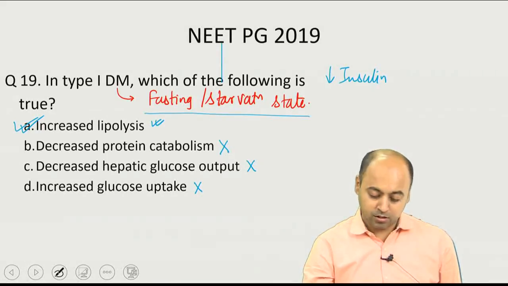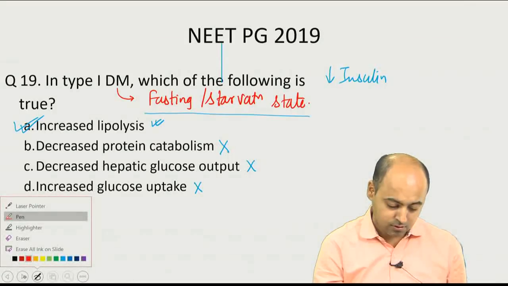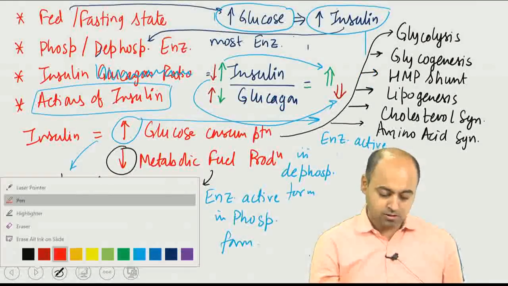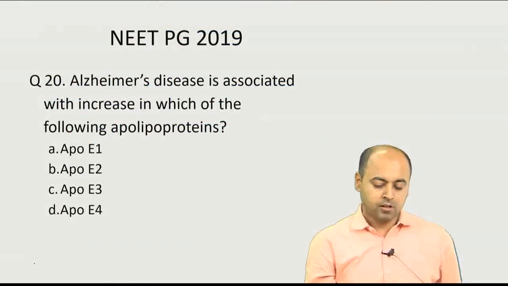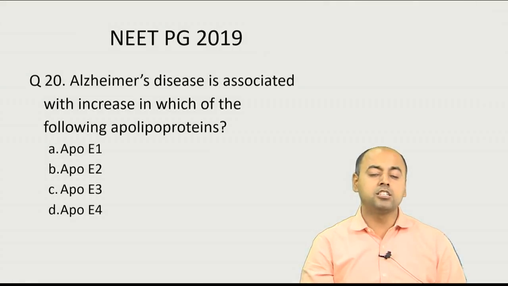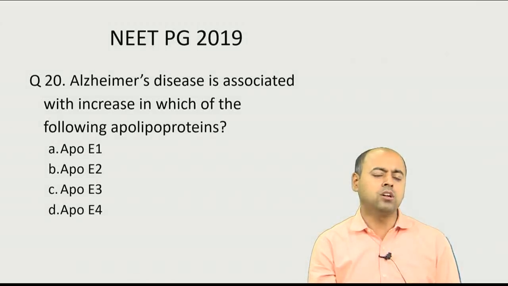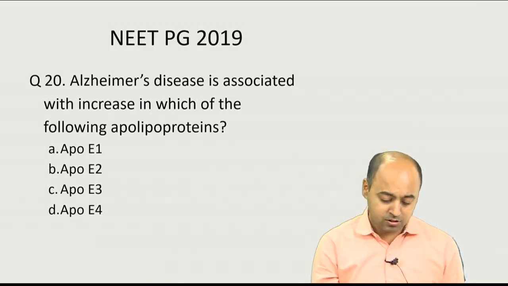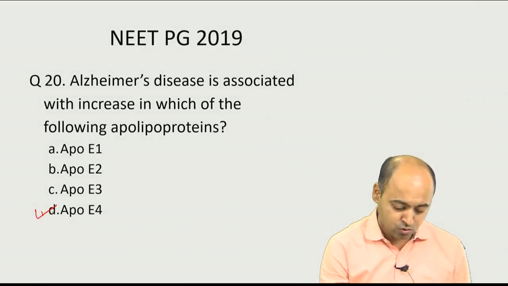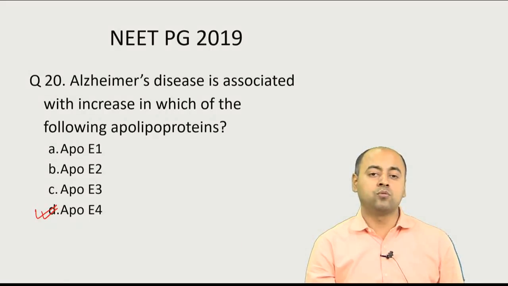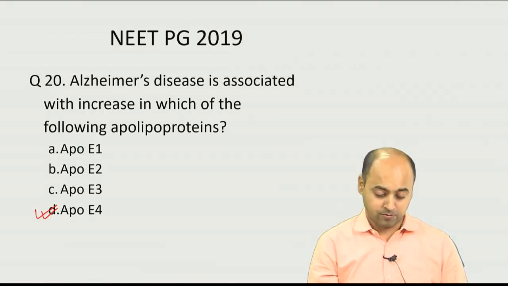Coming to the last question: Alzheimer's disease is associated with an increase in which of the following apolipoproteins? So this is a recent discovery. A lot of papers have shown that Alzheimer's disease has a strong association with ApoE4.